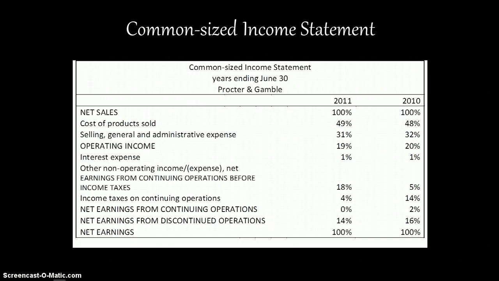So this slide is the common size income statement. You can see from the slide here that there is a drastic change in the earnings from continuing operations before income taxes. It went from 5% to 18%. And there's a steady decrease of net earnings from operations. It went from 16% to now 14%. Also another one to look at here is the cost of products sold. There wasn't much change here. It only went from 49% to 48%.